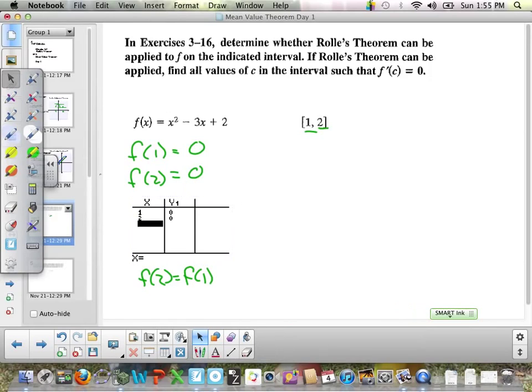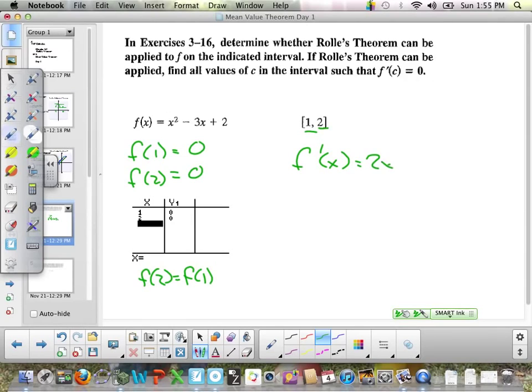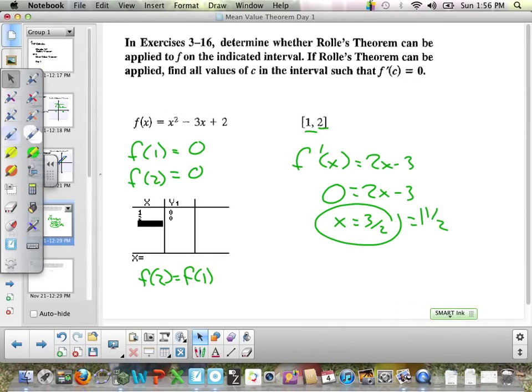All right, so we can apply Rolle's theorem, which says somewhere between 1 and 2 the derivative is 0. And so what we'll do is we'll find our derivative, f prime of x. That's 2x minus 3. Set that equal to 0, and x equals 3/2, which is really 1.5. So that is the value of c that satisfies Rolle's theorem. That is where the derivative between 1 and 2 equals 0.